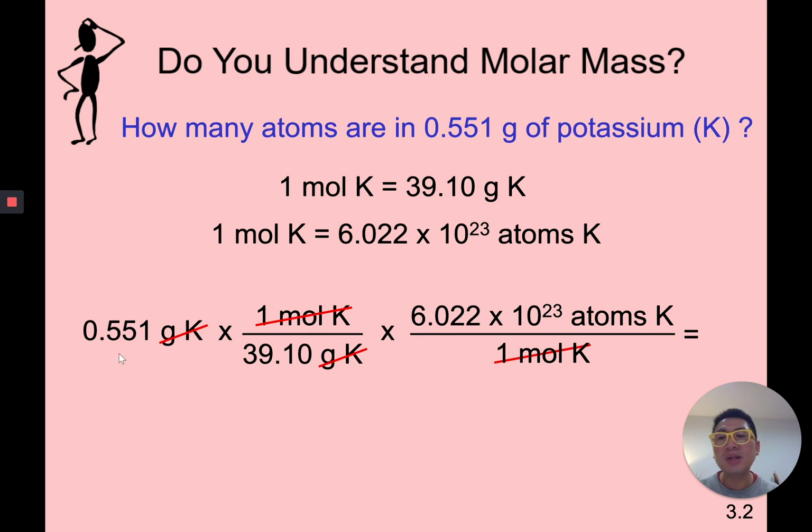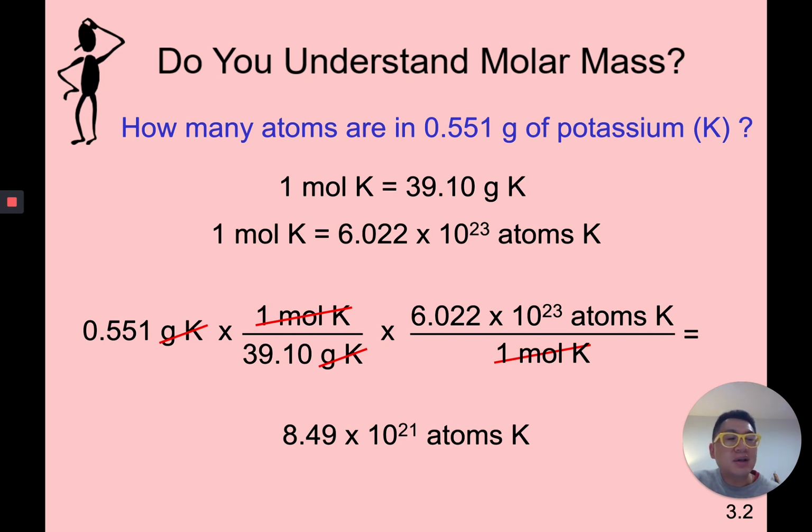It will be 0.551 divided by 39.1 times 6.022 times 10 to the 23rd. On a calculator, I got 8.49 times 10 to the 21 atoms, 3 sig figs. So if you had 0.551 grams of potassium, in it would be 8.49 times 10 to the 21 atoms of potassium.